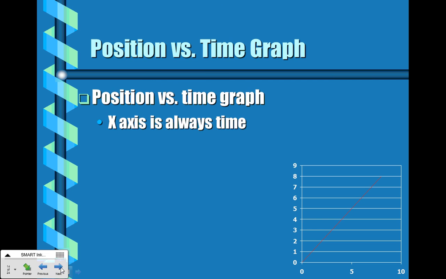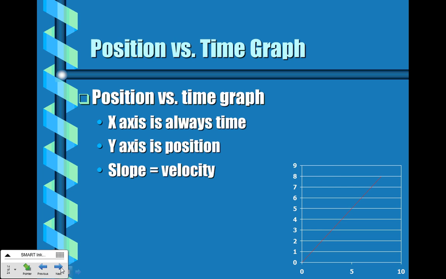On a position versus time graph, the x-axis is always going to be time. The y-axis is going to be position, and the slope of the line that is created is going to be the velocity. So from a position versus time graph, find the slope, and that will, at that moment in time, be the value of your velocity.